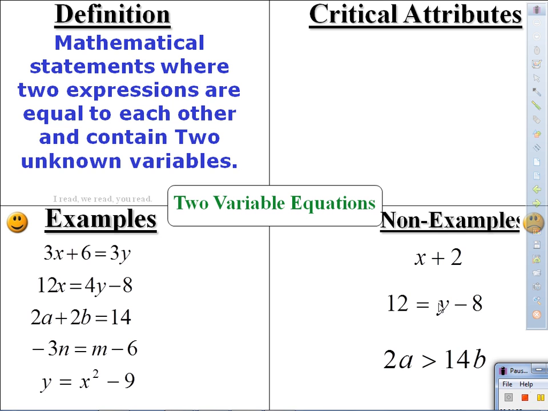All right, here we go. According to the definition, two variable equations are mathematical statements where two expressions are equal to each other and contain two unknown variables. So let me show you this one. Expression equal to each other, yes. Two unknown variables, yes. Same here, same here, same here, and same here. Now look at the non-examples. Talk with your neighbor, let them know why each one of these is not a two-variable equation.